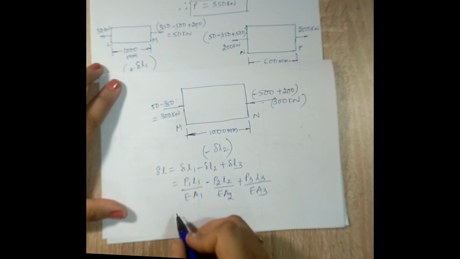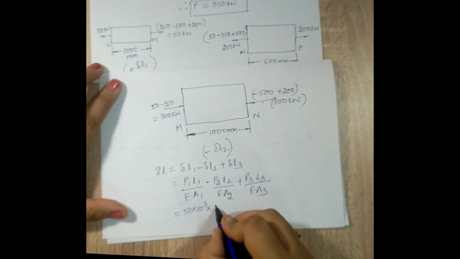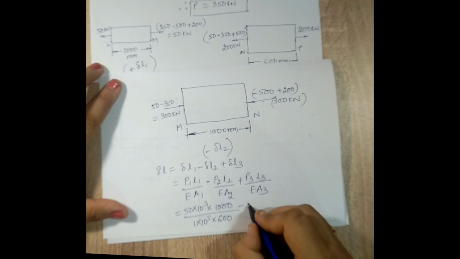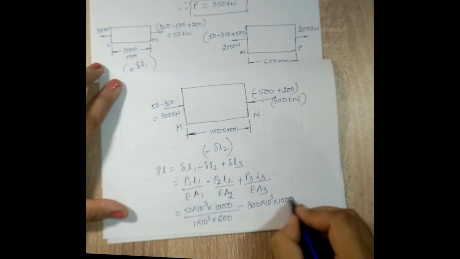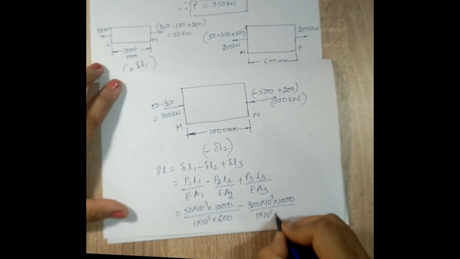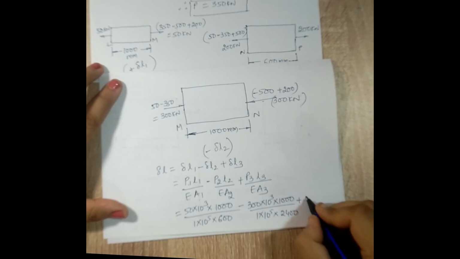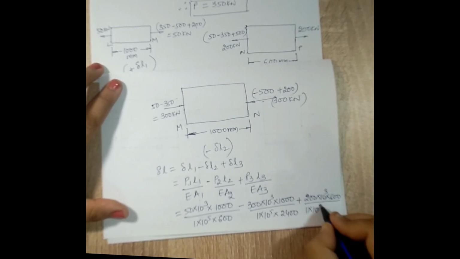For first one, the value of P1 is 50 into 10 raised to 3, value of L is 1000, value of E is 1 into 10 raised to 5 for all, and area is 600, minus P2 value is 300 into 10 raised to 3, length is 1000, E is 1 into 10 raised to 5 and area is 2400, plus P3 value is 200 into 10 raised to 3, length is 600, E is 1 into 10 raised to 5 and area is 1200.